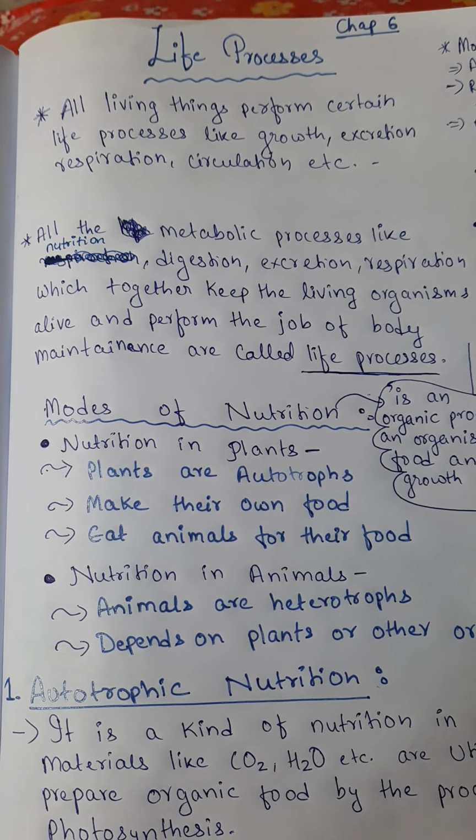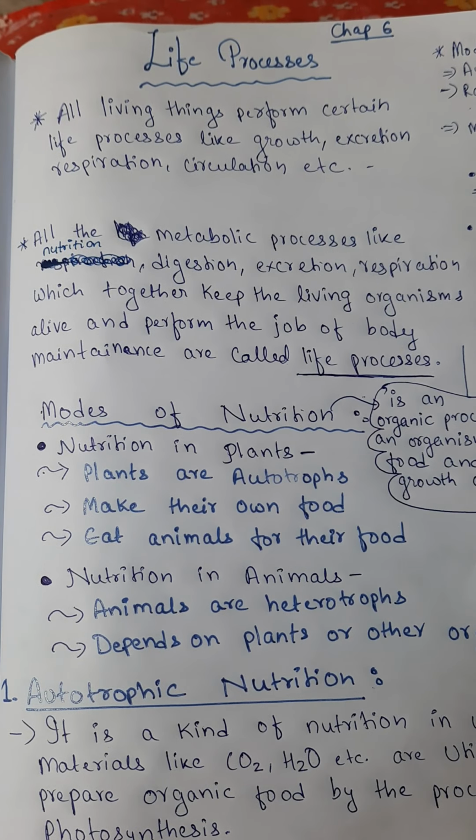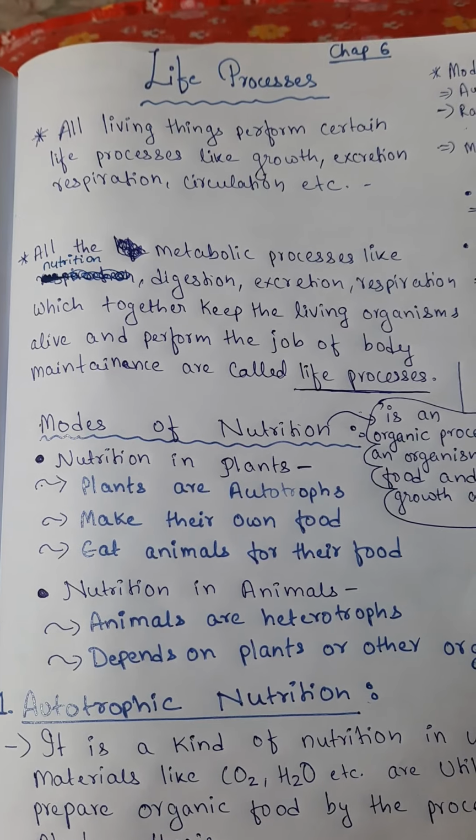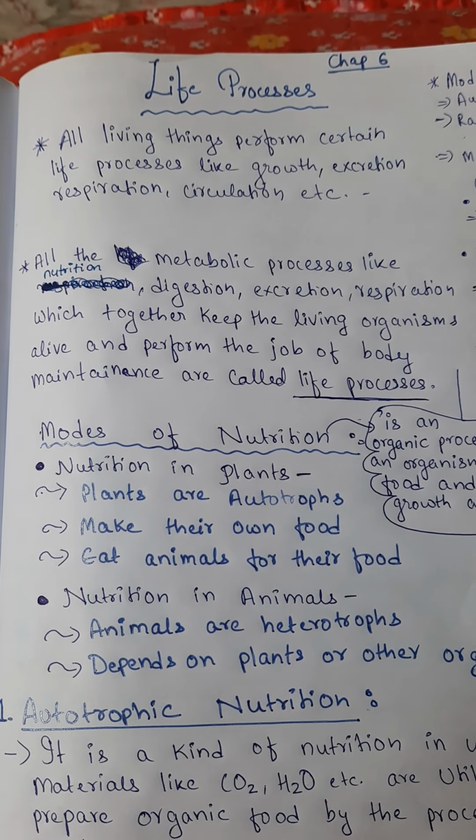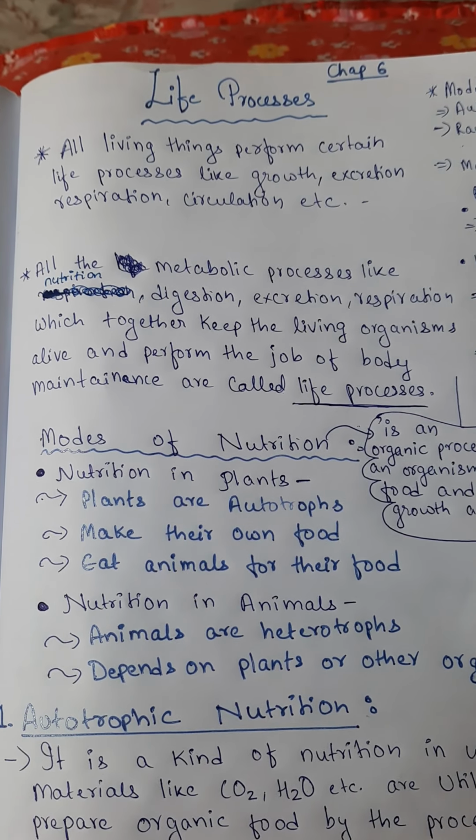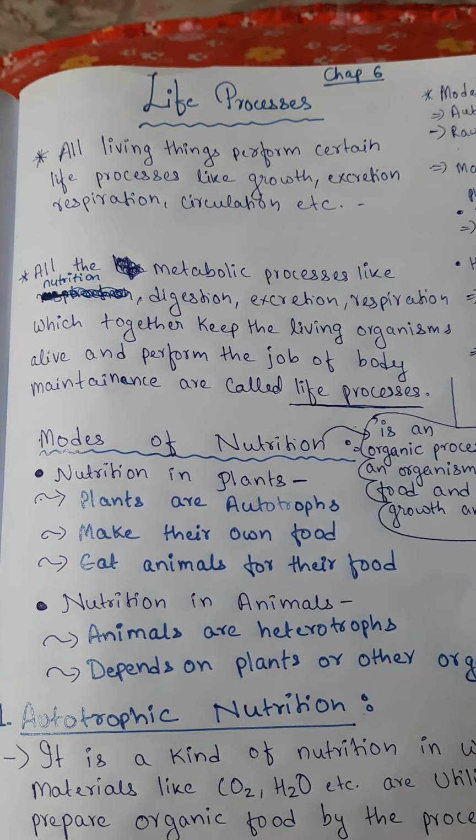Now, let's look at the definition of life processes. It will be easier for you all. All the metabolic processes like nutrition, digestion, excretion, respiration, and of course circulation, which together keep the living organisms alive and perform the job of body maintenance, are called life processes. This you can memorize.